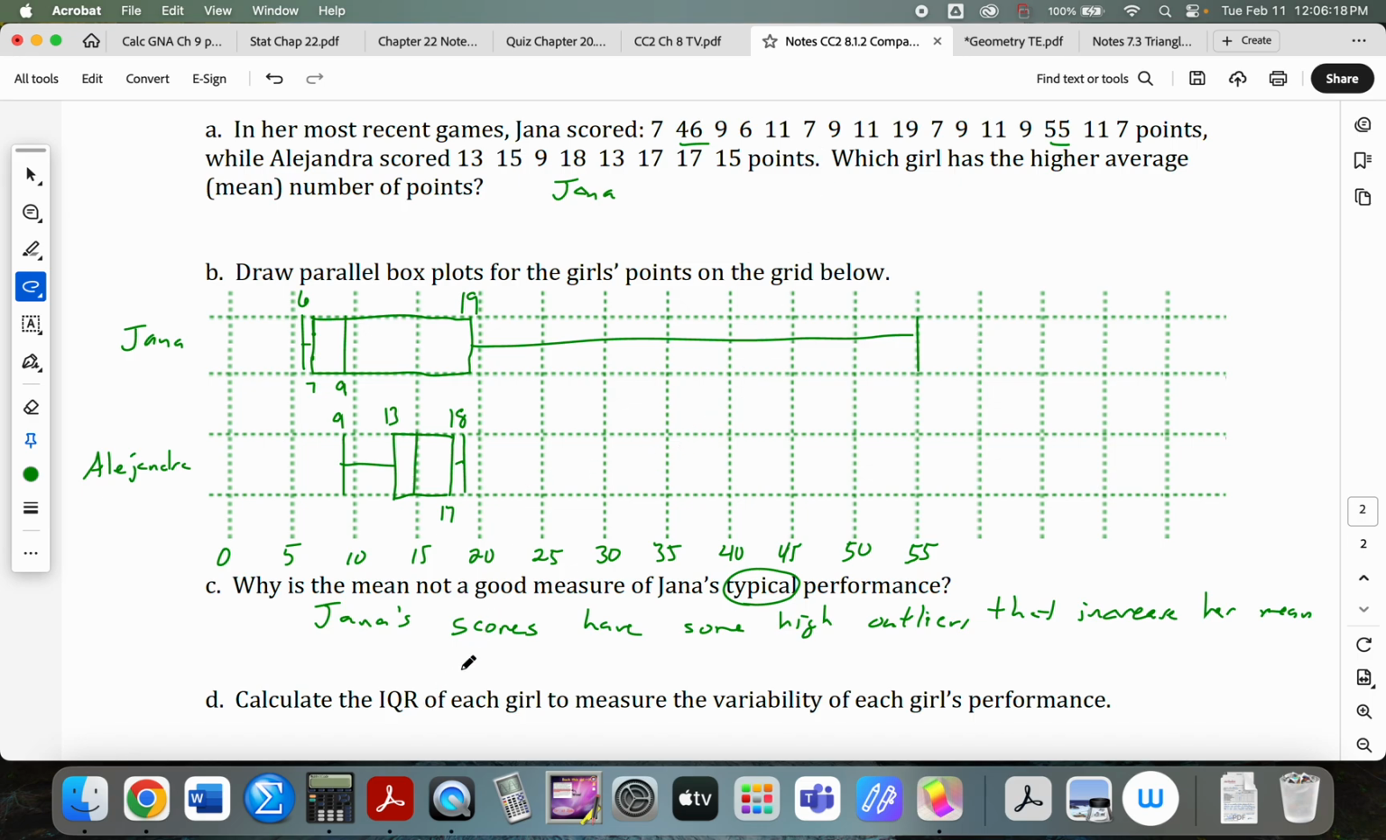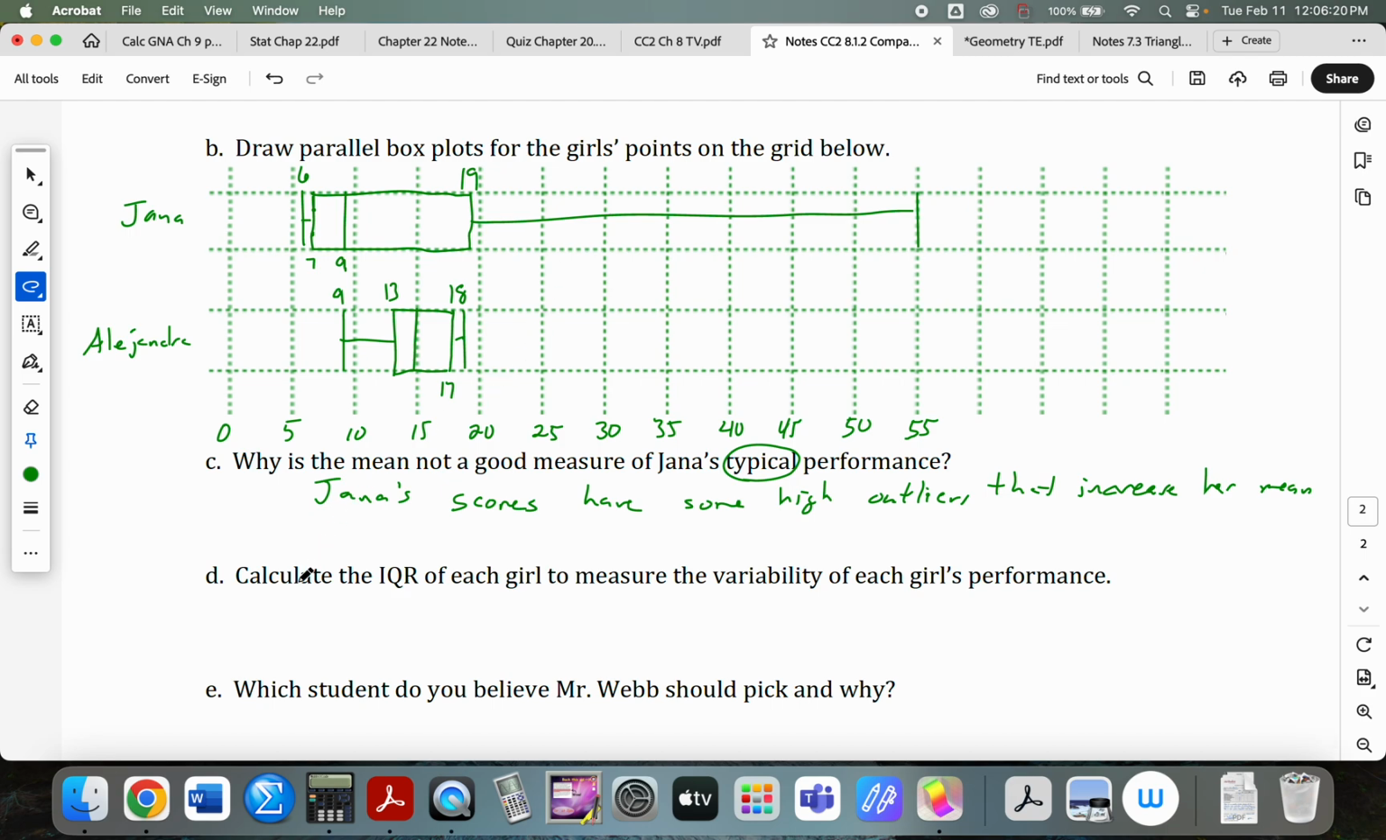Now, let's find the IQR for each girl. So for Jana, the IQR is 13. All right, y'all have a good day.